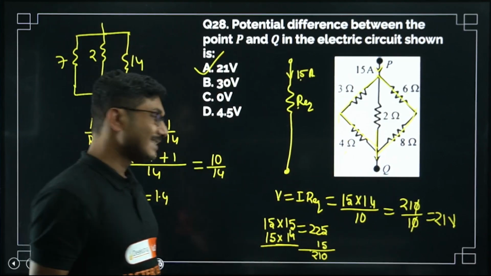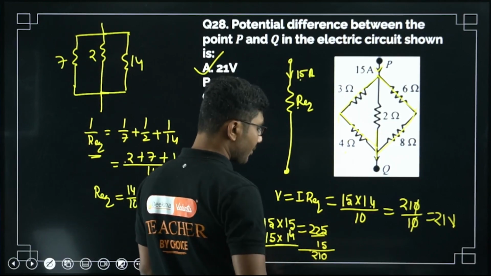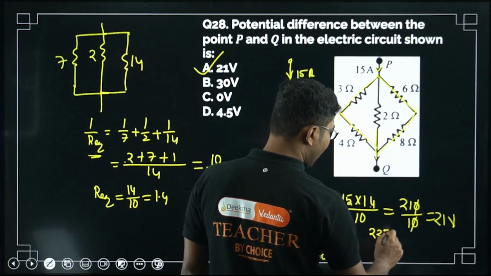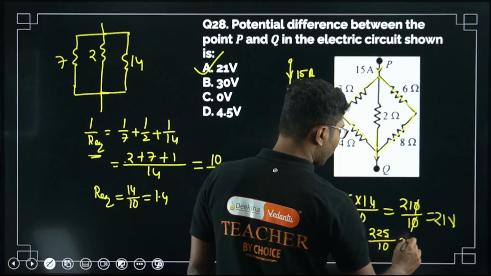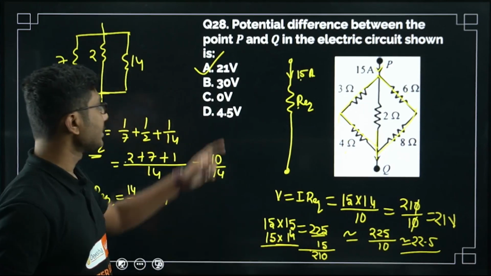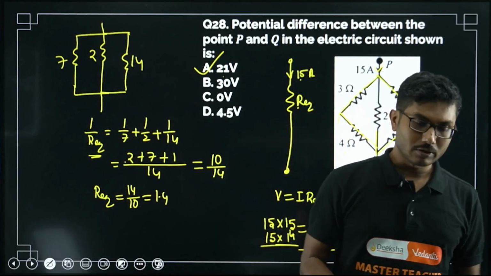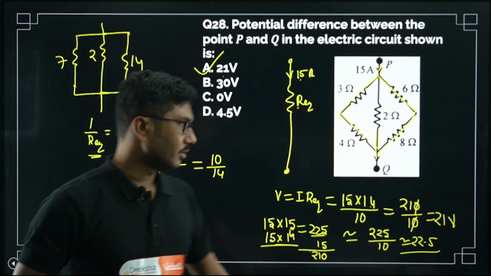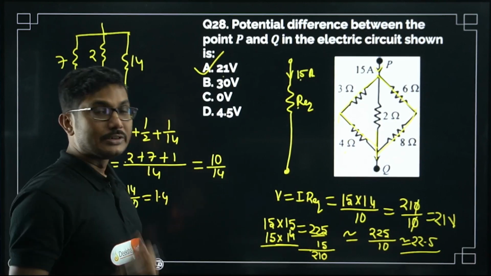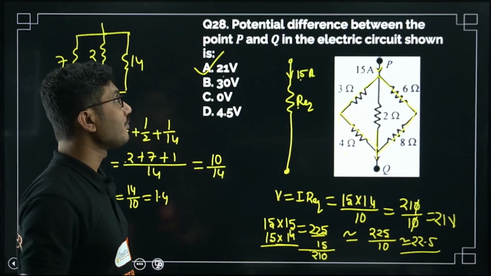Or in this case, you can even do the approximation that 15 into 15 is 225. So you can say this is almost 225 divided by 10, that is almost 22.5, and you can check which one is the closest. 21 is the closest, so definitely this is the answer. That is also a process to solve this question. Always try to use your known resources, your known values, known answers. That will save a lot of time for you.